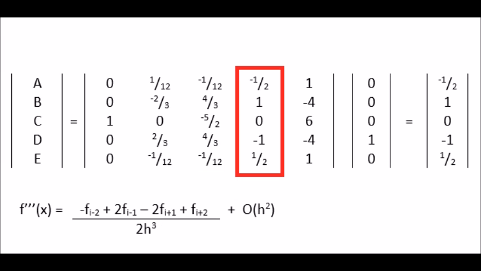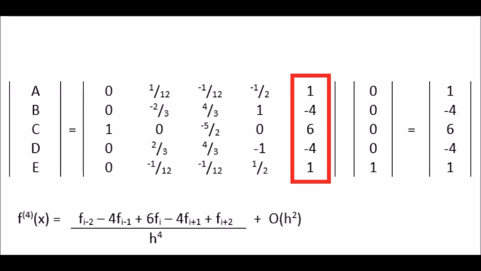Similarly, moving the 1 to the fourth row corresponds to the third derivative. Notice that this is now a second order approximation, unlike the previous two, which were fourth order. Lastly, moving the 1 to the fifth row of the vector corresponds to the fourth derivative. This is also second order.